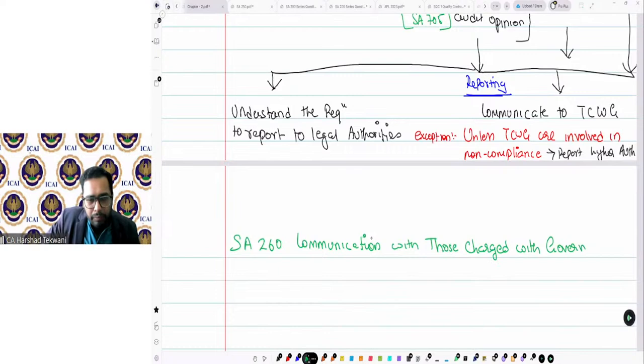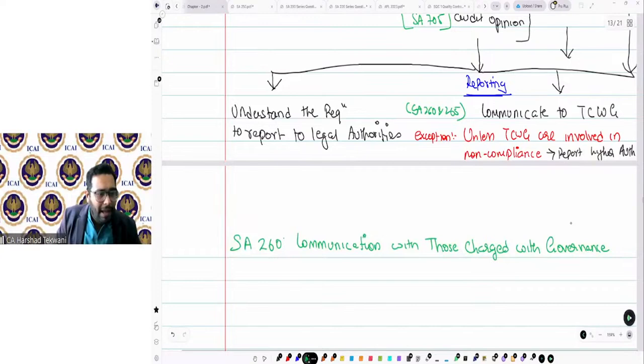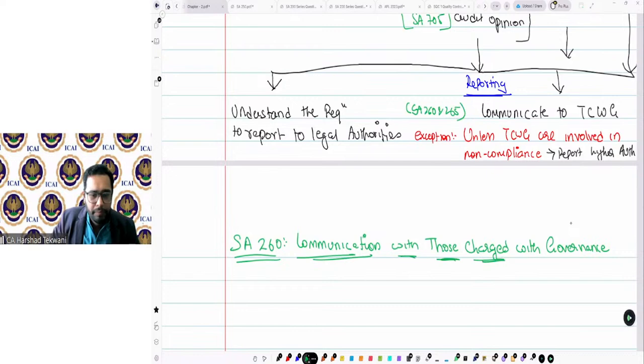So when I say communication to those charged with governance, that should be as per SA 260 and 265. That we are seeing now: how to communicate, when to communicate, what to communicate.